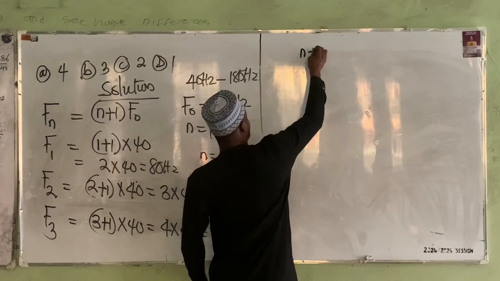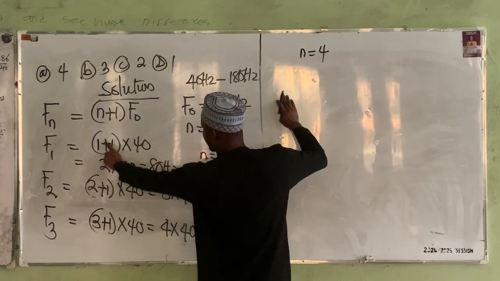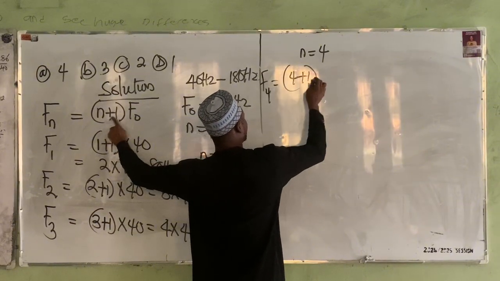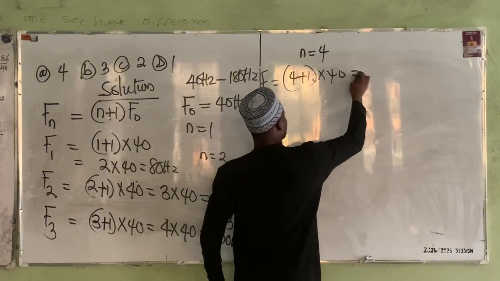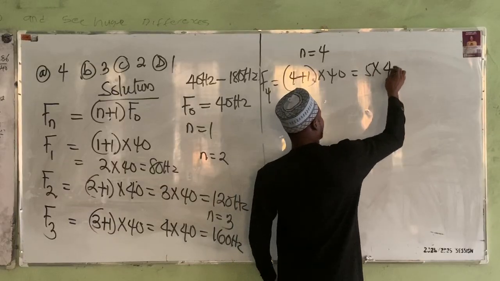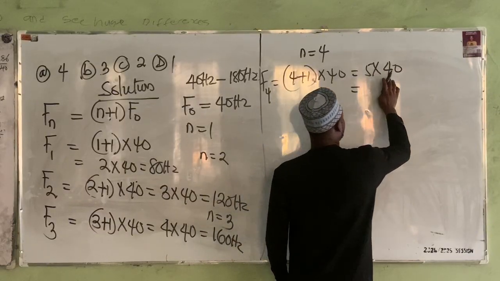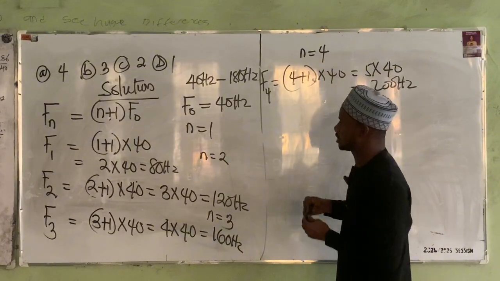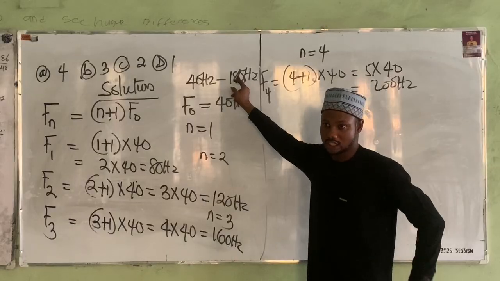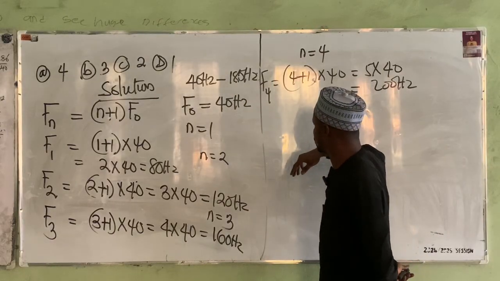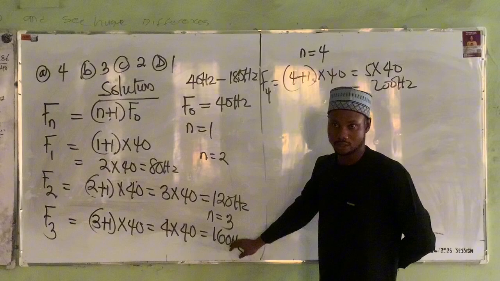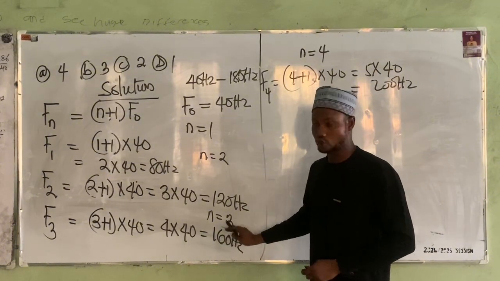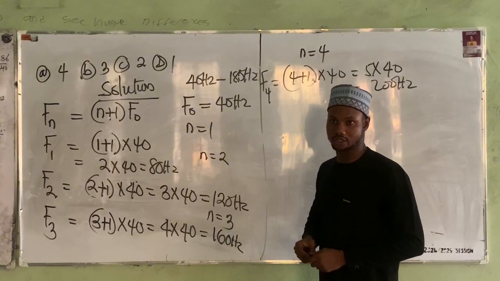We choose n to be equal to 4. From this formula here, class, 4 plus 1, that is F4. 4 plus 1 times 40 will give us 5 times 40. Class, 5 times 40 will give us what? 200. Class, is this value out of this range here? Yeah, it's out of this range, right? So that means our range is between 1 to what, please, class? 3. Am I correct? It's 1 to 3. So 3 is the last overtone there.